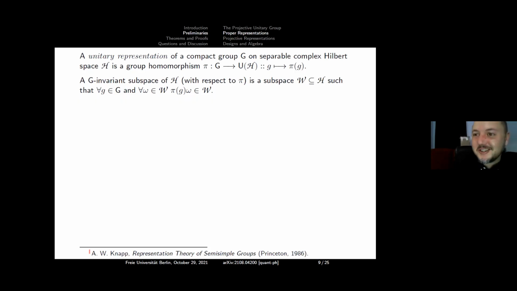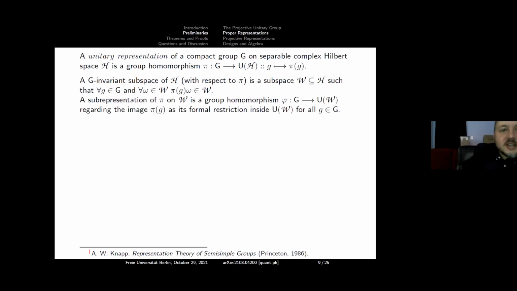There are at least two ways you could define that. So a subrepresentation of pi on W is, we're just regarding the image of pi of G as its formal restriction inside the unitary group on W for all g in G, okay? So if I have a representation with the G invariant subspace beneath it, we can consider a subrepresentation thereupon just via the formal restriction of the image to the unitary group on that invariant subspace.